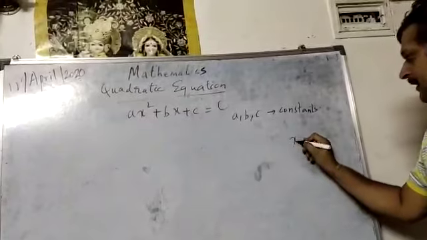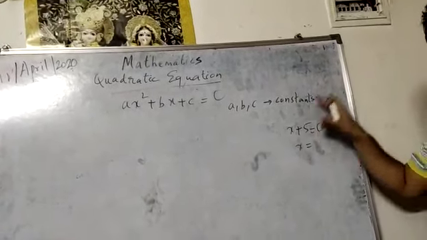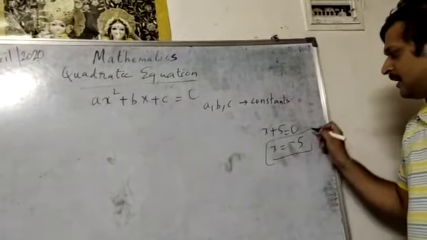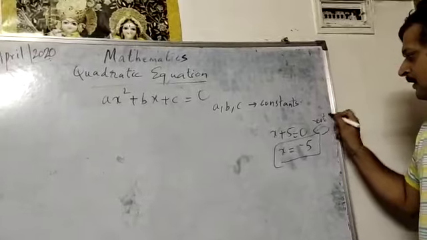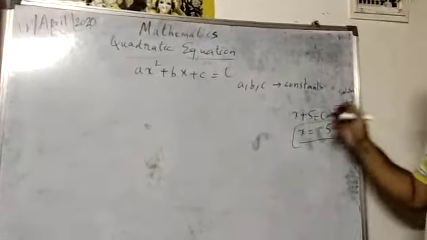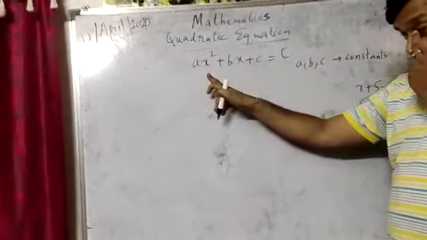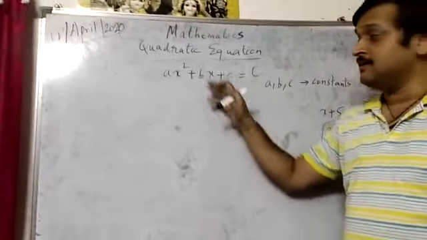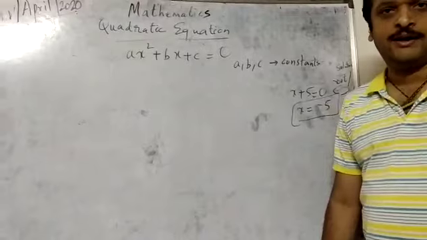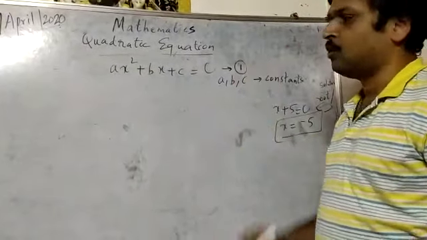So say for example x plus 5 equal to 0. X equals, when we transfer this plus 5 to the other side, we get minus 5. Then we say that minus 5 is the root or solution of this equation. So similarly, in general, to find the root of any quadratic equation, there is a proper derivation. So we will try to learn about that. Now we will call this equation 1.